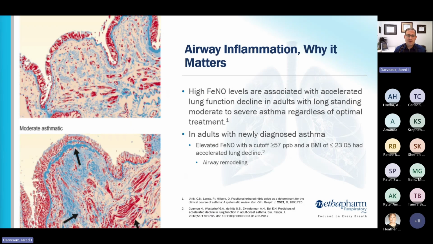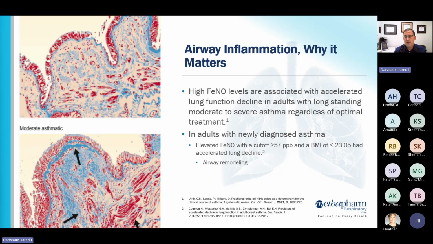And so why do we care about all this inflammation? Well, higher exhaled nitric oxide levels are associated with more accelerated lung function decline in patients with moderate to severe asthma, regardless of whether they're on optimal treatment or not. And in adult patients with newly diagnosed asthma, there was a study that showed that using an ENO cutoff of 57 parts per billion, so again above that 50 limit, and also BMI, those patients had accelerated lung function decline.